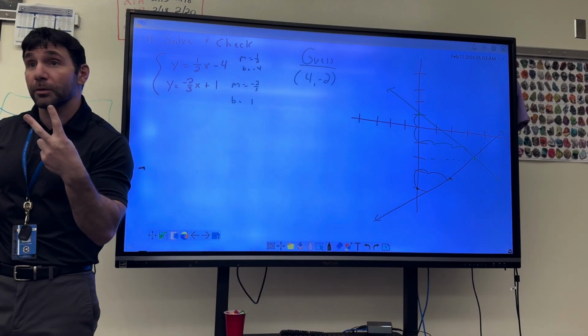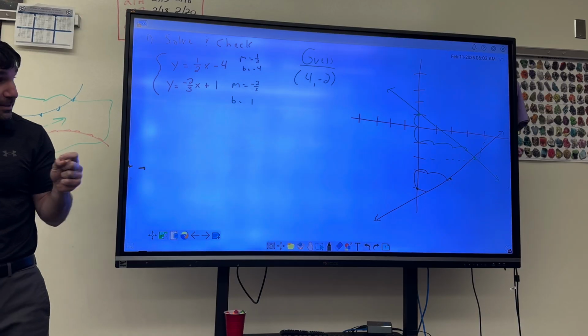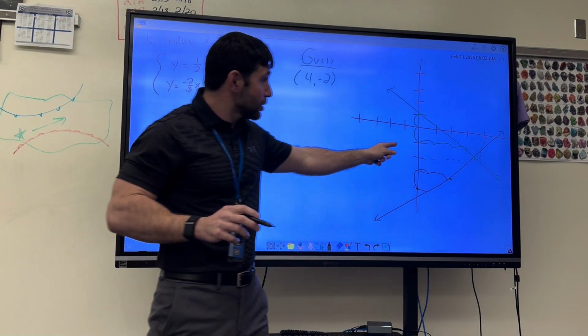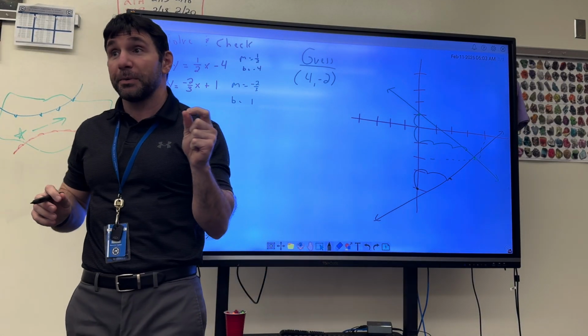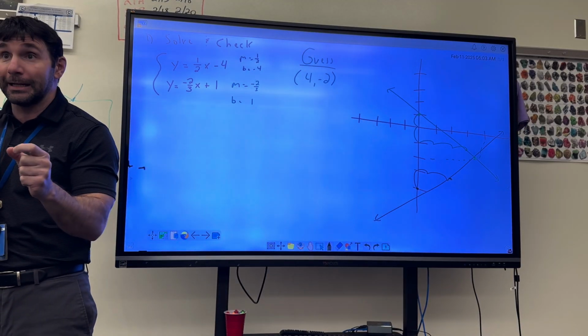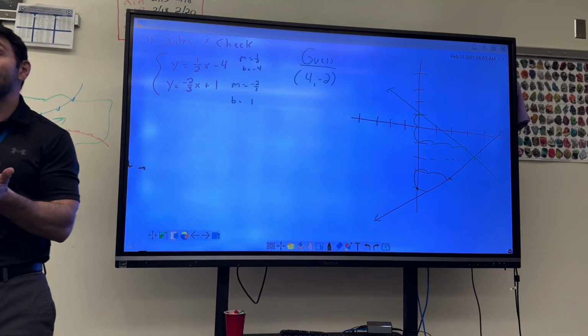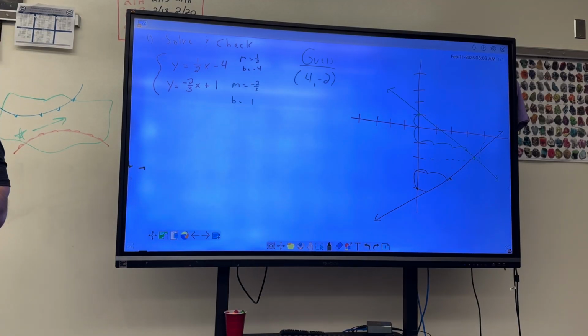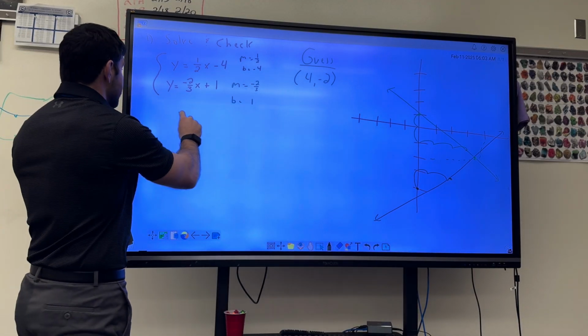But you're going to learn 2 more methods to solve systems because even though it might look like it's right at that point, it might be 1.99999, not 2. You can't tell that by a graph because you're not doing anything algebraically. So now I want to check this.